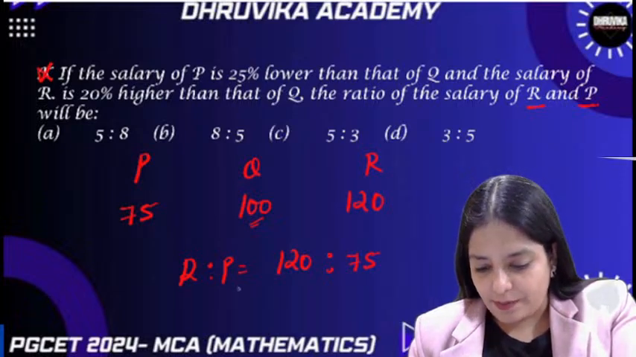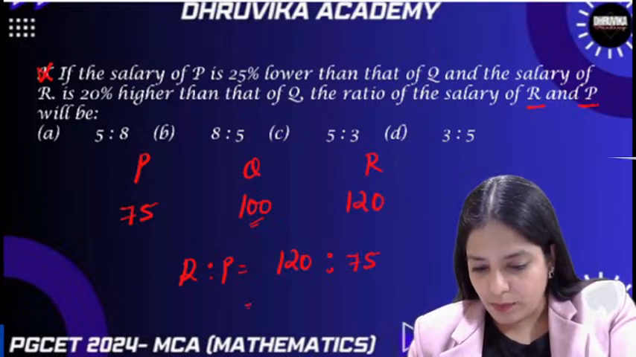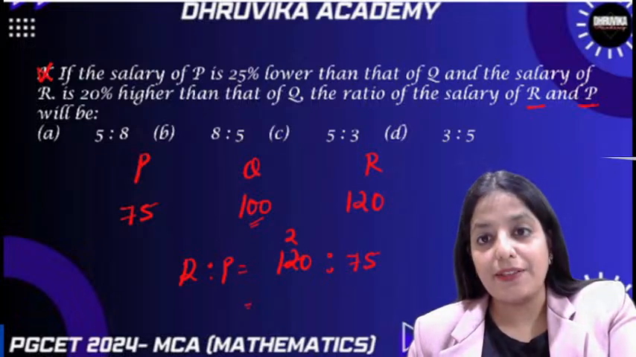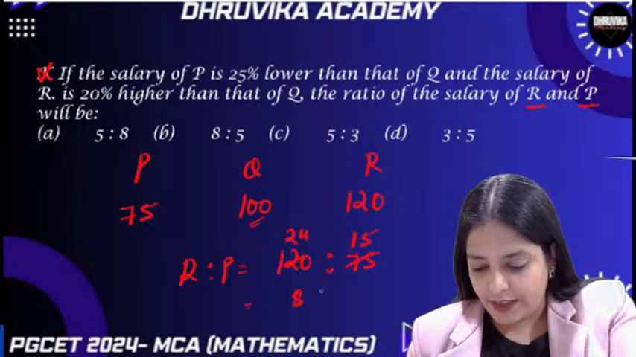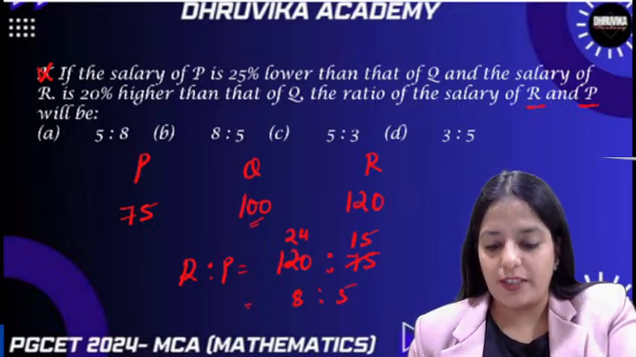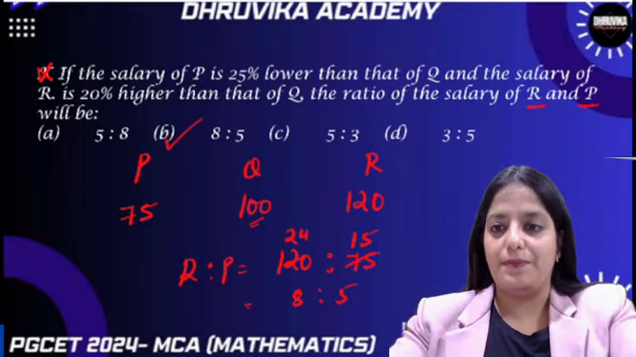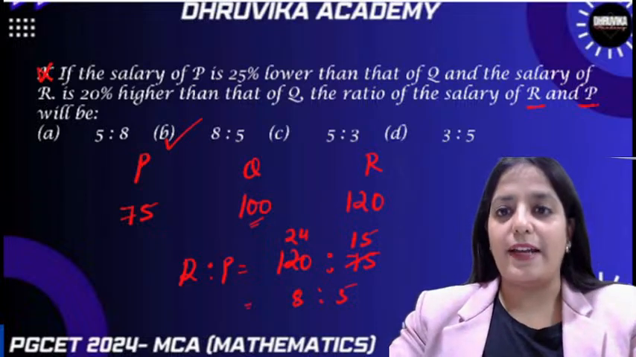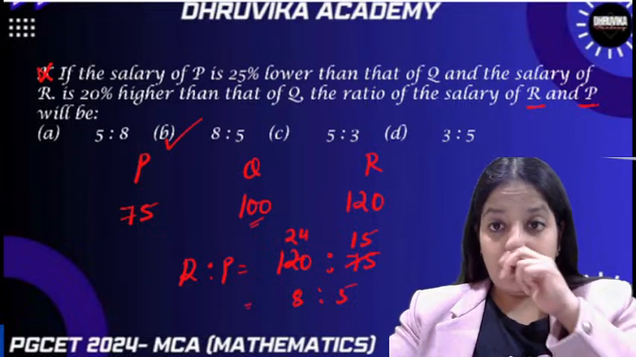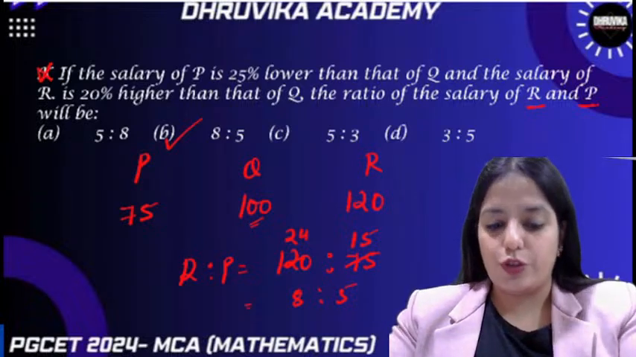So quickly let's solve it. Dividing it by the table of 5, 8 is to 5. Then by the table of 3, 8 is to 5. That is option B. Yeah. Is this question clear to you guys? I hope you are able to understand the solution. You will find similar questions in the exam, that is for sure.